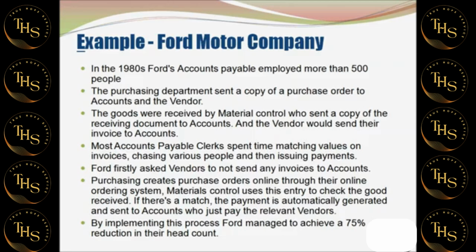They started using an online order system wherein purchasing creates the purchase orders online, and materials control uses this exact entry to check the goods received, and if there is a match, the payment is automatically generated, the check is generated, and accounts only has to send the check to the relevant vendors. By implementing this process, Ford managed to achieve a 75% reduction in their headcount, which is exactly what they wanted. And this is an example of what is called business process re-engineering, or BPR.